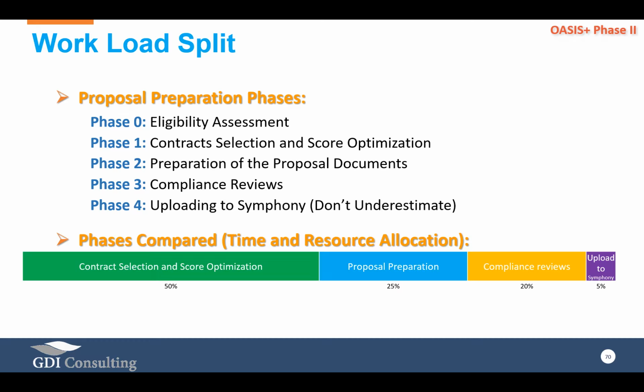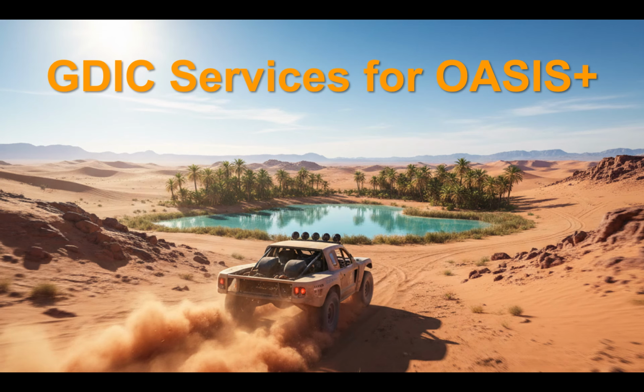So the graphical representation of the time and resources for each phase is shown also. So you can see that 50% of the time is spent in phase 1, contract selection and score optimization. This is the average we have found preparing over 200 OASIS Plus and other self-scoring proposals. So I just wanted to share this with you as well.